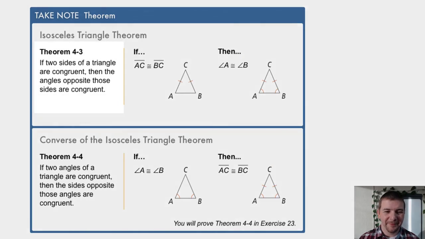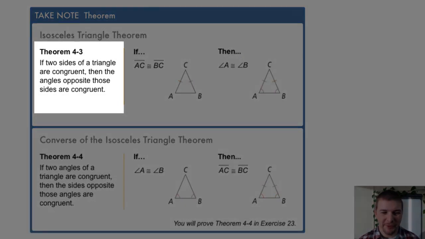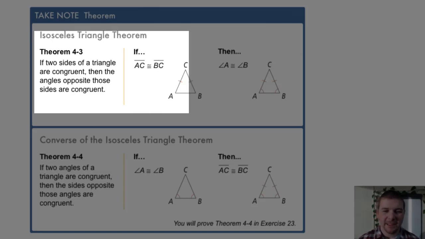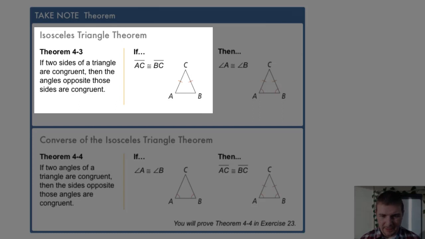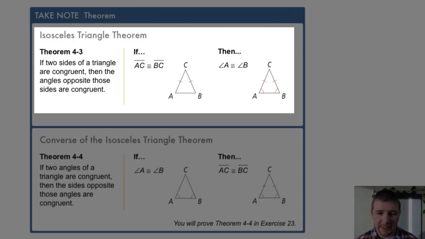Theorem 4.3. If two sides of a triangle are congruent, then the angles opposite those sides are congruent. That's nicknamed the Isosceles Triangle Theorem. So, if segment AC is congruent to segment BC, then angle A is congruent to angle B.